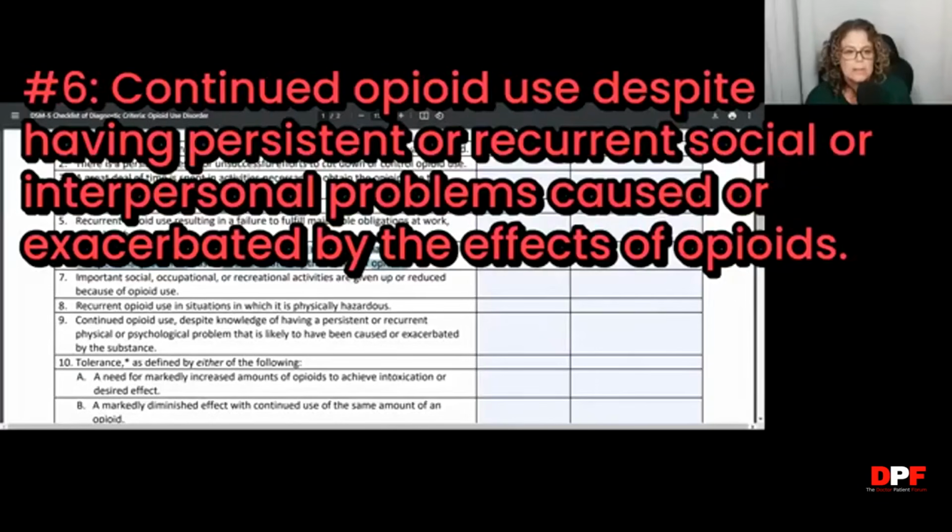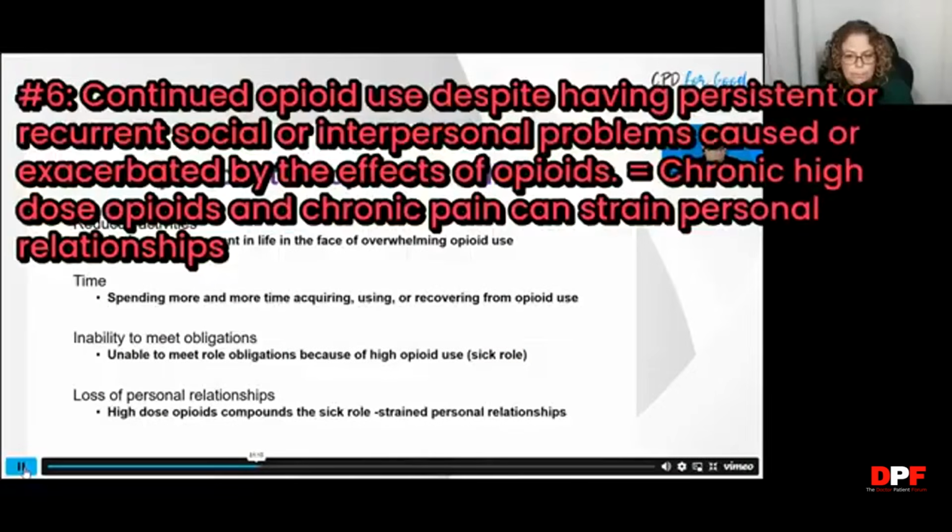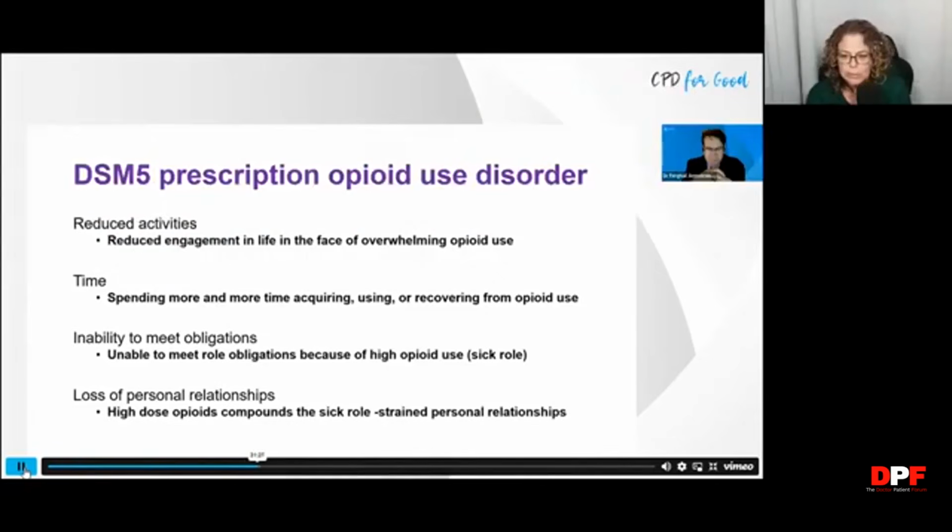Let's go to number 6. Number 6, continued opioid use despite having persistent or recurrent social or interpersonal problems caused or exacerbated by the effects of opioids. I'm going to show you a clip here. And then the loss of personal relationships. So I think it's fair to say that chronic high-dose opioids and chronic pain constrain personal relationships. No, high-dose opioids are not constraining personal relationships. How about the fact that they're sick?